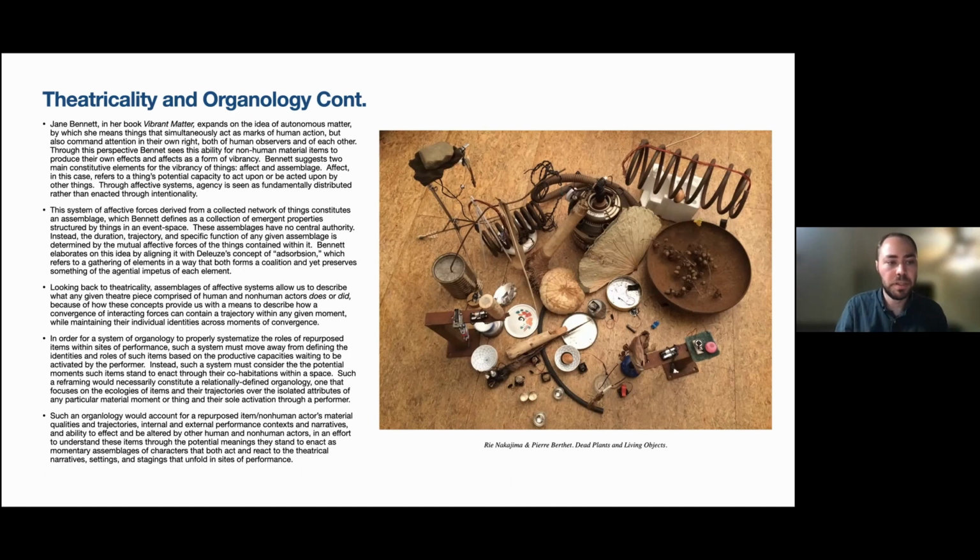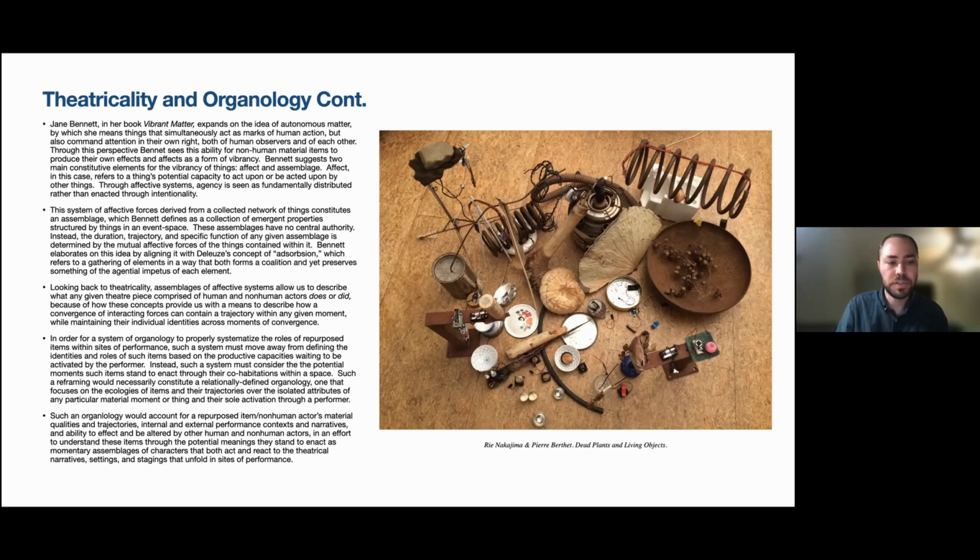impetus of each element. So looking back to theatricality, assemblages of affective systems allow us to describe what any given theater piece comprised of human and non-human actors does or did, because of how these concepts provide us with a means to describe how a convergence of interacting forces can contain a trajectory within any given moment, while maintaining the individual identities of both the sort of objects, repurposed or otherwise, and the subject across these moments of convergence.